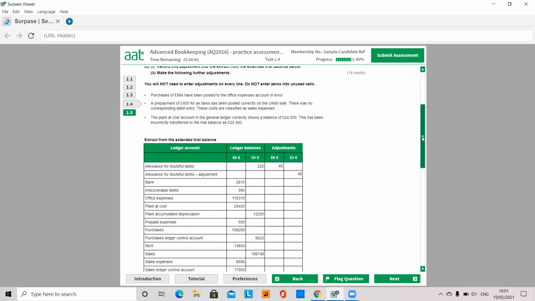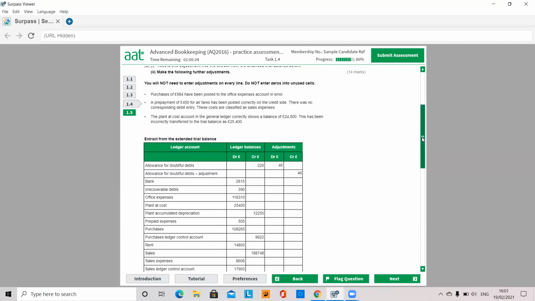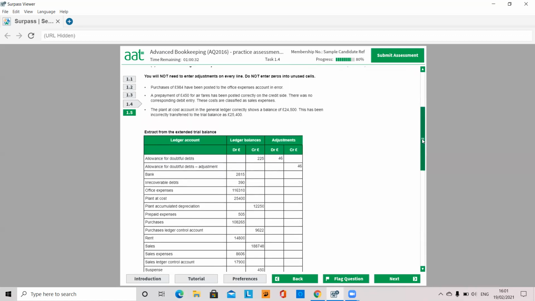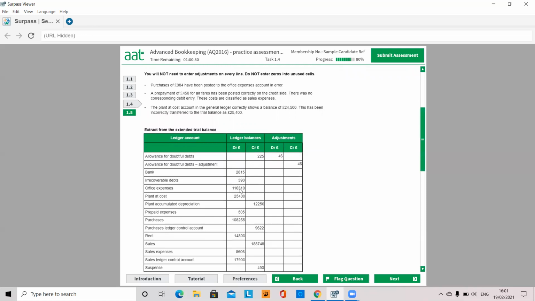We've then got, it says that purchases of 984 has been posted to the office expense account in error. So we've put 984 purchases into the office expense account. So this office expense account here is too much because it's got some of the purchases in it. So I'm going to take it off by putting it on the credit side and put it where it should be on our purchases side. So again, when you post it later, your purchases figure will now be correct, as will your office expenses, okay?